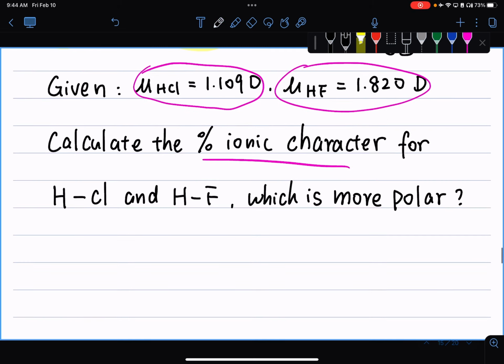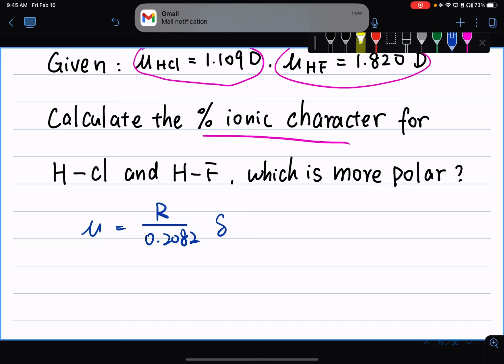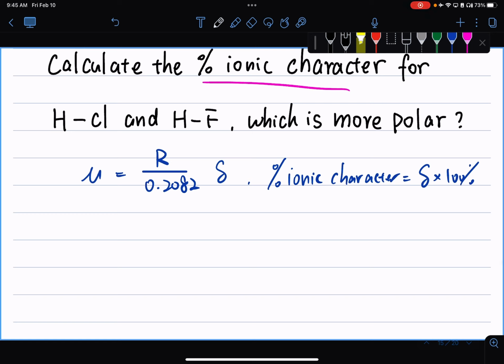So the equation we're using here is the dipole moment over the bond length, over the constant 0.2082, which gives you a partial charge. And this partial charge can then be used to calculate the ionic character. So these are the equations we're using. All right, and now we can just plug in the numbers here.